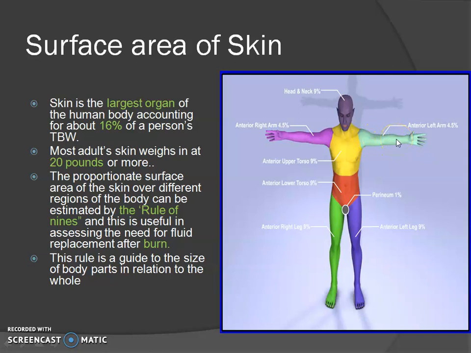The anterior arm 4.5%, posterior arm 4.5%, composing almost 9% for the upper limb. Anterior upper torso 9%, anterior lower torso 9%, posterior upper torso 9%, posterior lower torso 9%, perineum 1%. Right thigh anterior 9%, posterior right thigh 9%, anterior left thigh 9%, and the posterior left thigh 9%, comprising 18% for each lower limb.